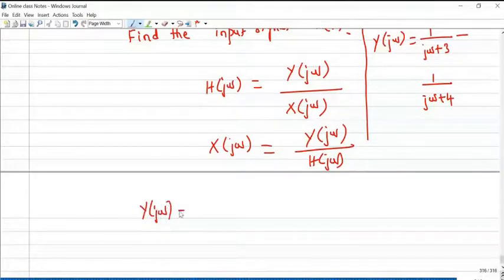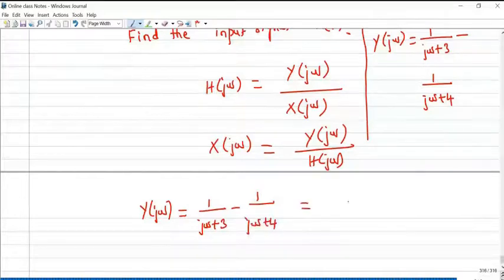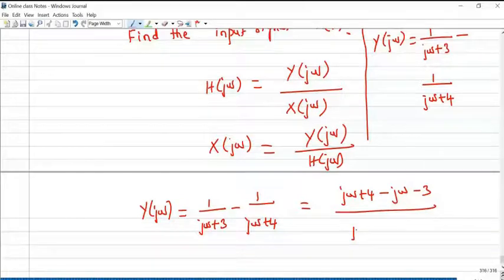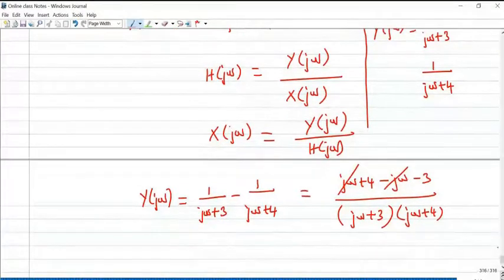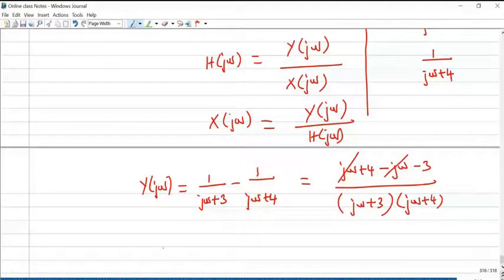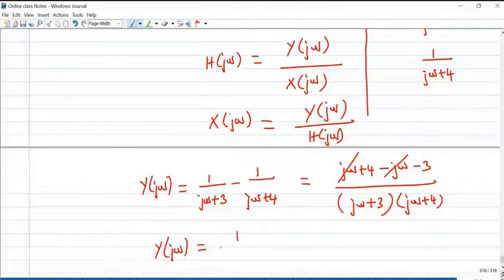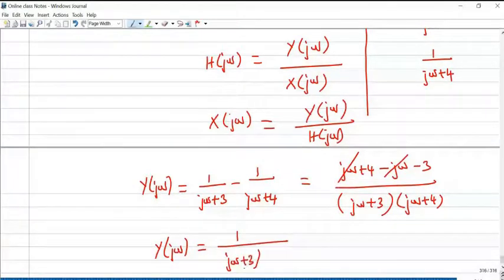Y of jω equals 1 by (jω + 3) minus 1 divided by (jω + 4). Cross multiply: (jω + 4) minus (jω + 3), divided by (jω + 3)(jω + 4). So jω cancels, and 4 minus 3 is 1. So Y of jω equals 1 divided by (jω + 3)(jω + 4). Right? So substitute this Y of jω here.